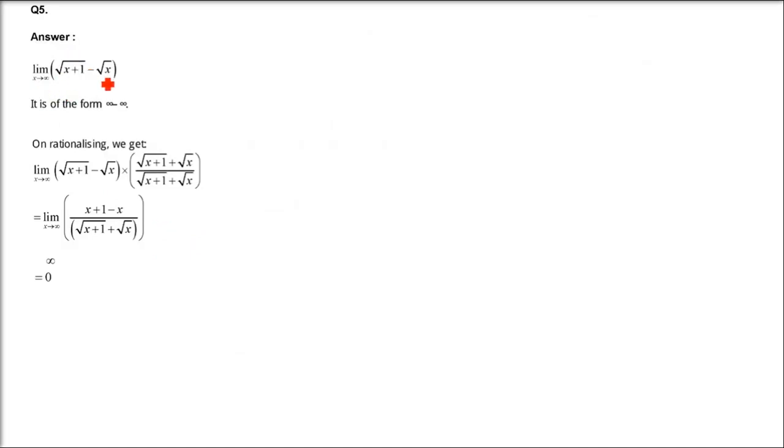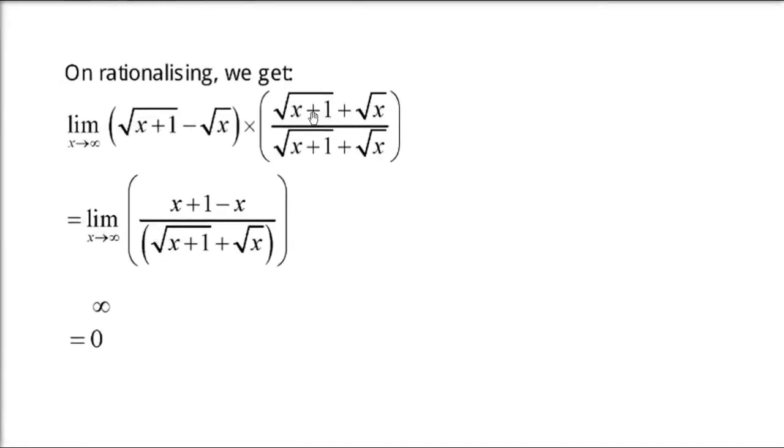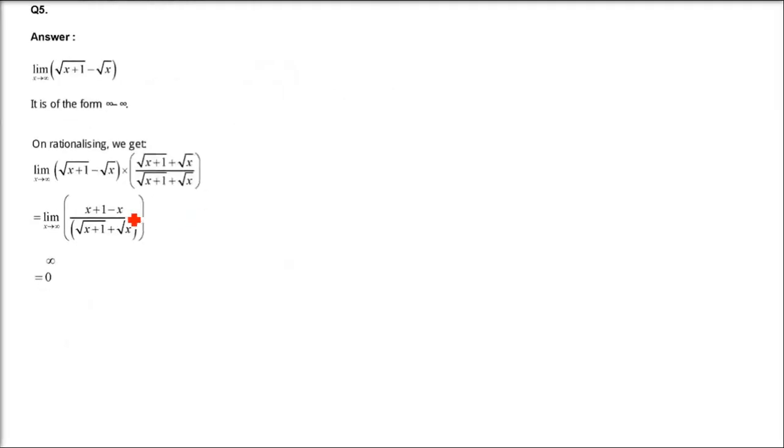It's saying under root x plus 1 minus under root x. Now if you apply x tends to infinity here, what do you get? Infinity minus infinity, so this you cannot have. So just rationalize it. The only thing we have to do here is rationalize it. So a square minus b square formula, x plus 1 minus x by under root x plus 1 plus under root x. X gets cancelled, you have 1 by under root x plus 1 plus under root x.